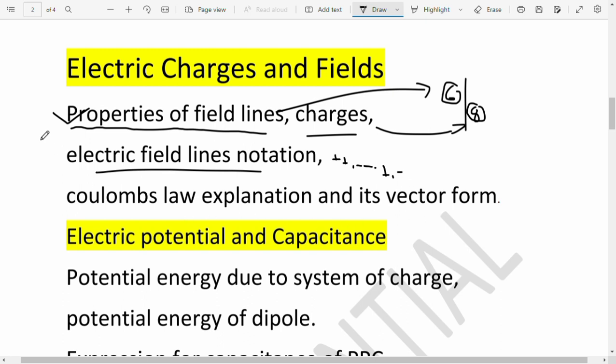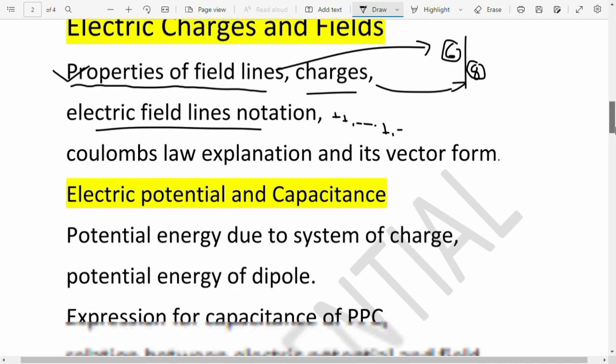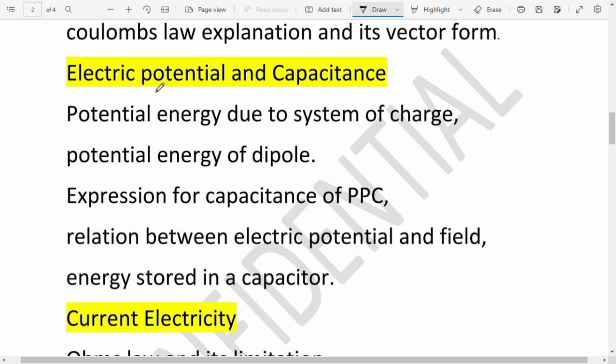Coulomb's law and its vector form. So these are the three questions for 3 marks from the first lesson. We'll move to the second lesson, that is electric potential and capacitance.